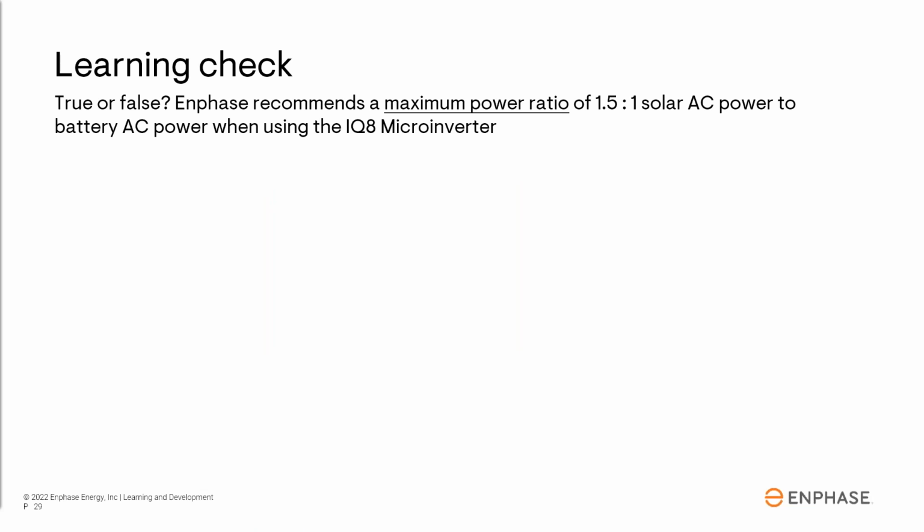So I'm going to pause here and do a quick learning check, just to make sure everyone's still paying attention and see if there are any questions about anything I've covered so far. The first question here is true or false? Enphase recommends a maximum power ratio of 1.5 to 1 solar AC power to battery AC power when using the IQ8 microinverter. The answer is false. That 1.5 to 1 ratio that I refer to applies to earlier generations of our microinverters. It does not apply to the IQ8.